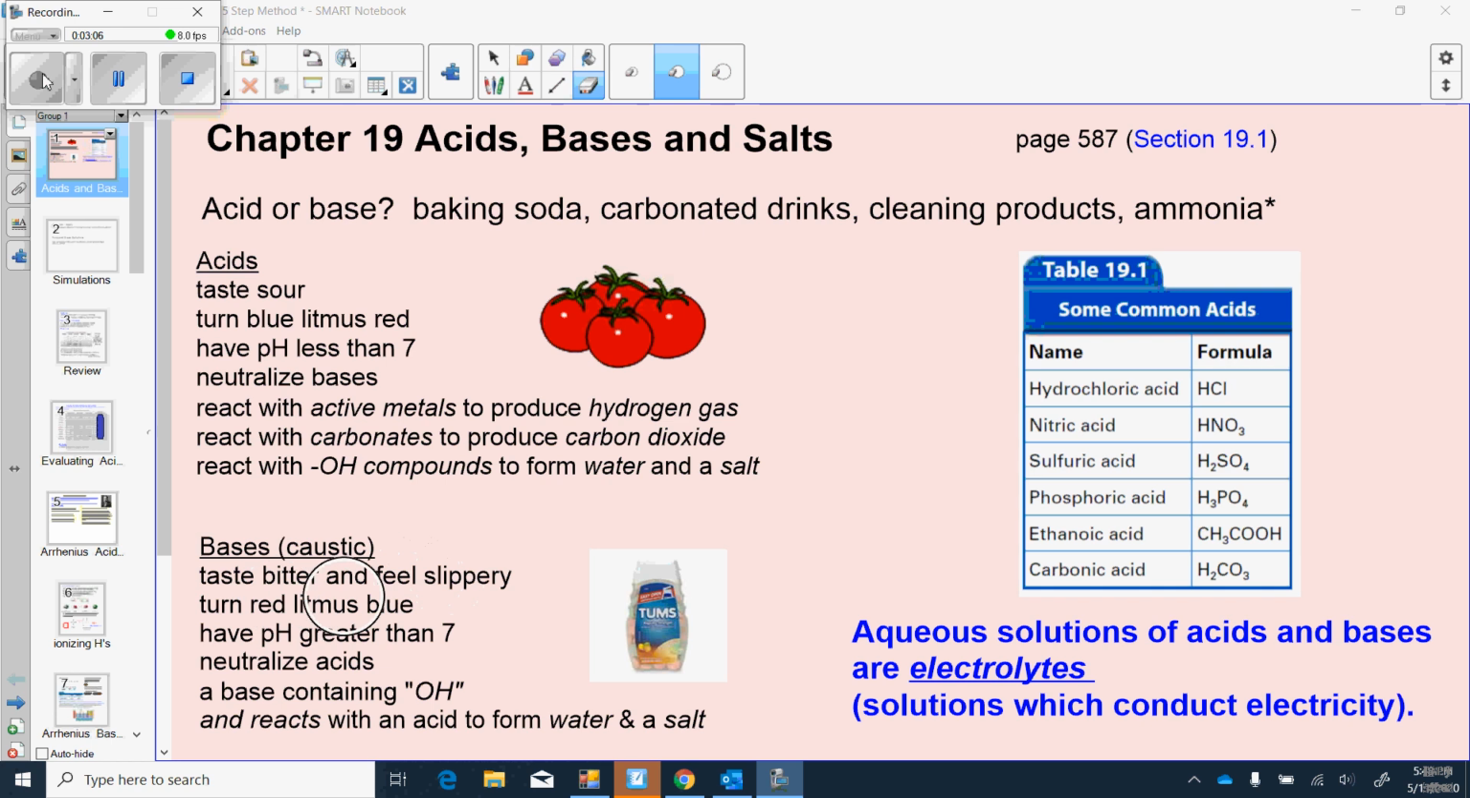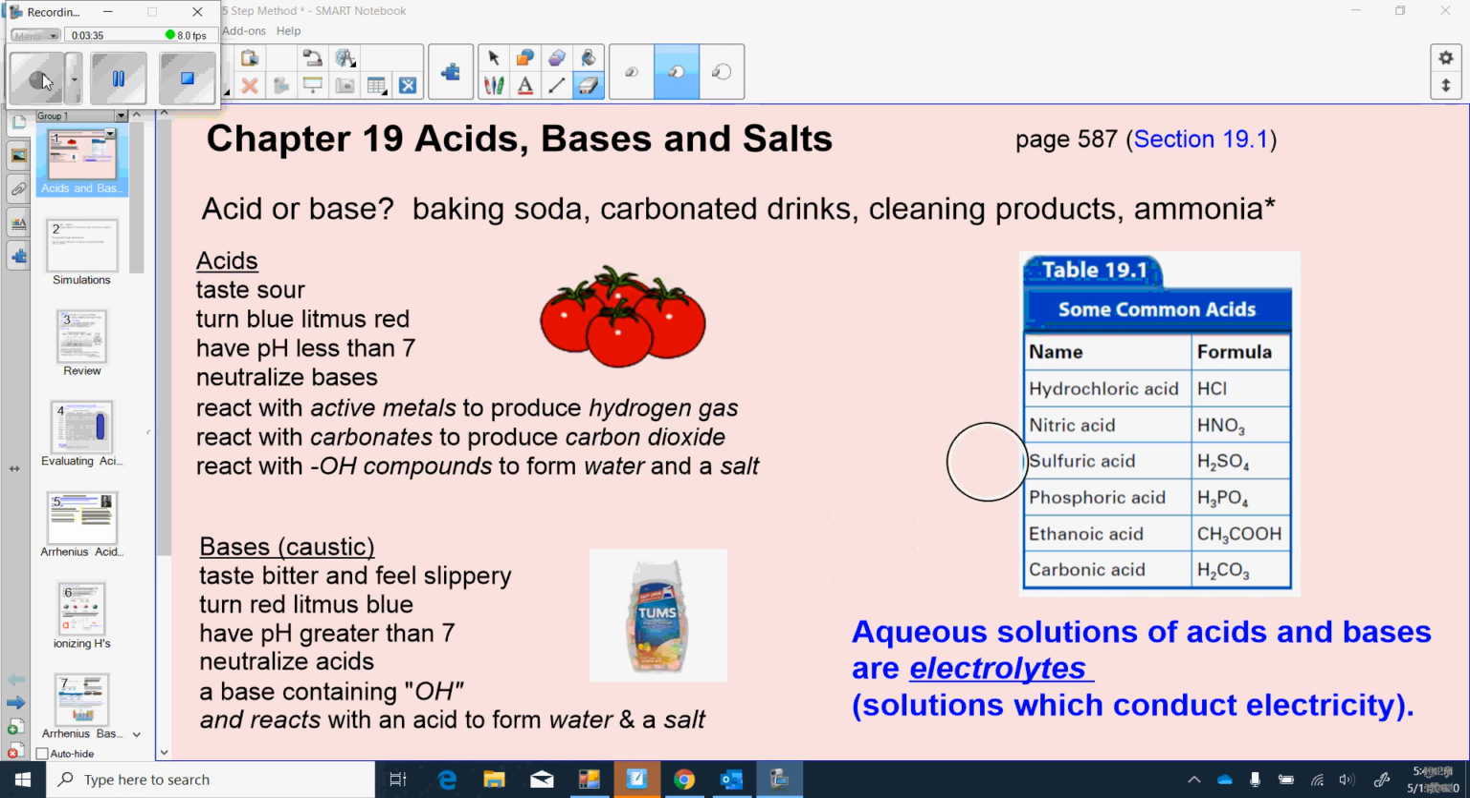They turn red litmus blue, B for base, B for blue. They have a pH greater than 7, which we found. Strong bases are higher, up to 13 and 14. They neutralize acids. A base contains hydroxide, that's one of the indicators, and reacts with acids to form water and salt. Here we have Tums, which is a great antacid that you might use if your stomach acid is acting up, and it will neutralize your stomach acid.